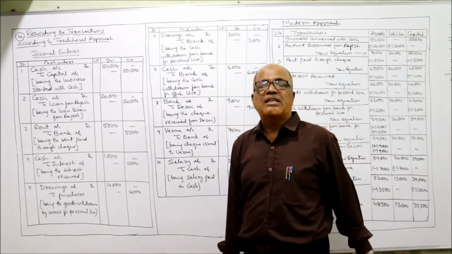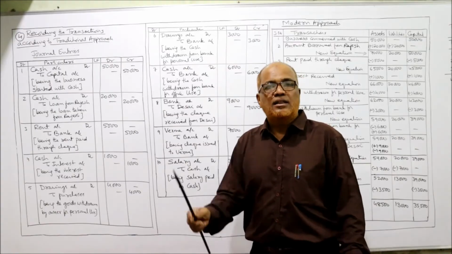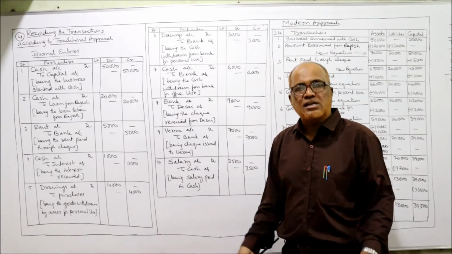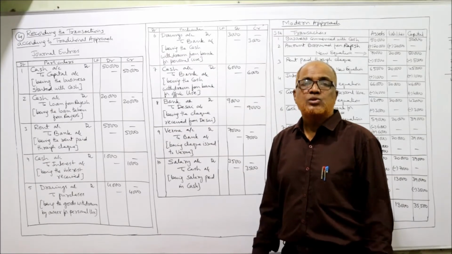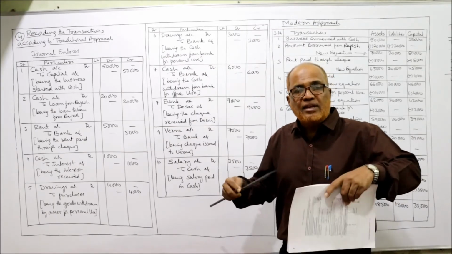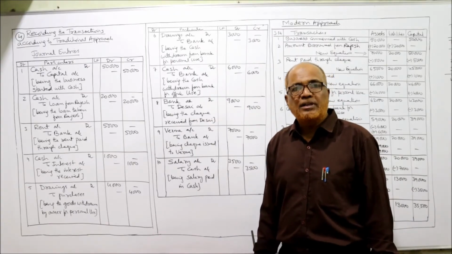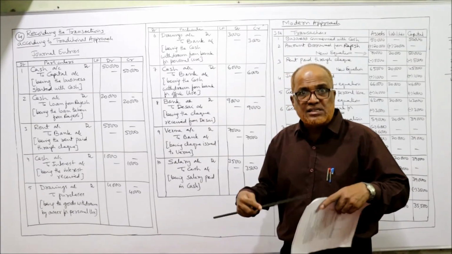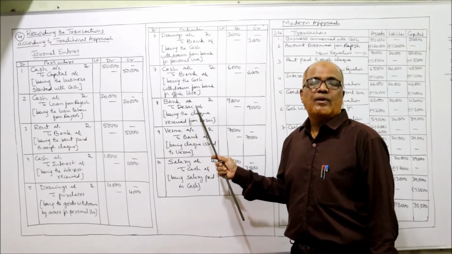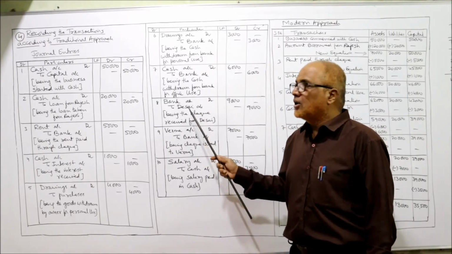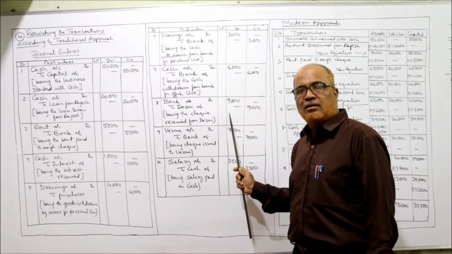Check received from Desai. Desai is a person. He is a customer. He has paid the cash through check, so we have received the check. When we receive the check, we should debit the bank account, because we are receiving the check. The bank account is debited. Who is giving this check? Desai. The bank account debit to Desai, being the check received from Desai.